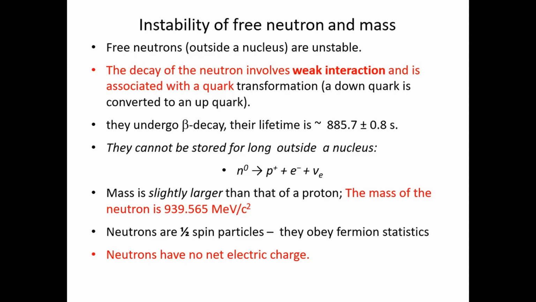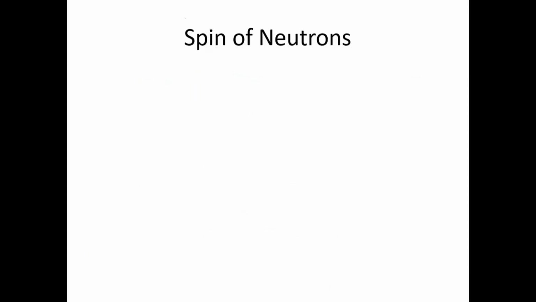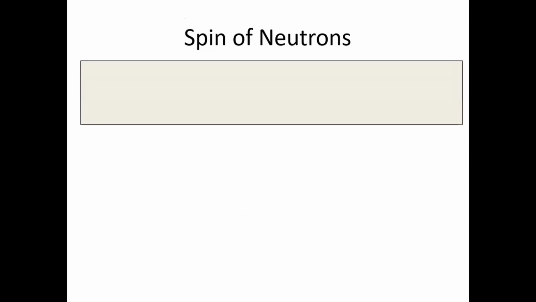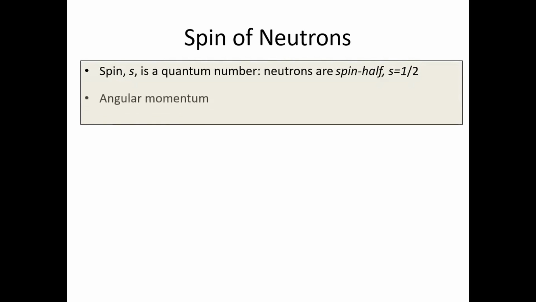Therefore, they remain neutral. However, the neutrons have magnetic moment. They have certain magnetic moment, in spite of the fact that they don't have the net electric charge. The neutron spin is really very, very important. The spin quantum number S for the neutrons is half. So they are spin half particles.